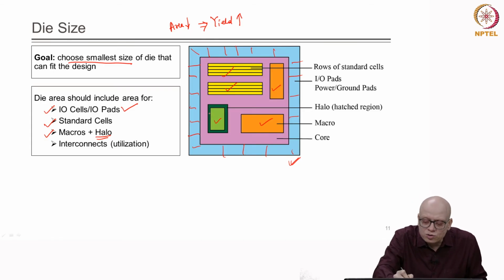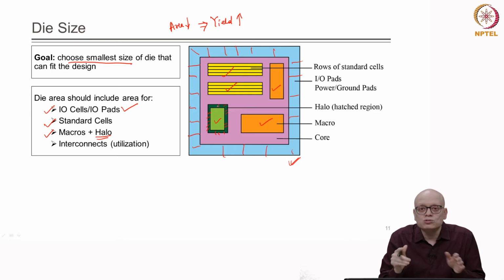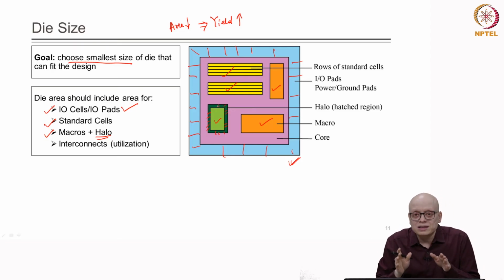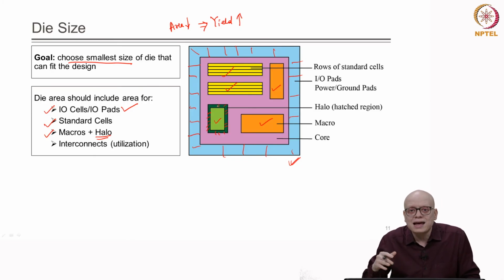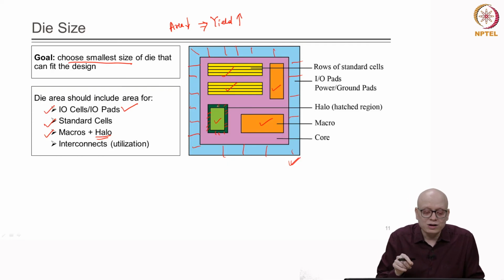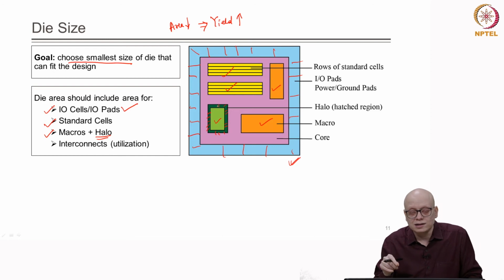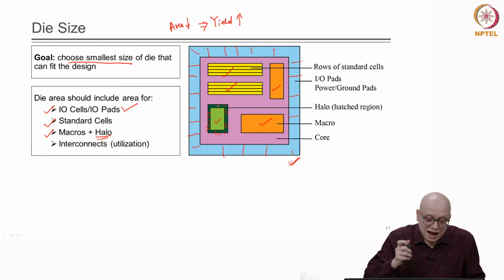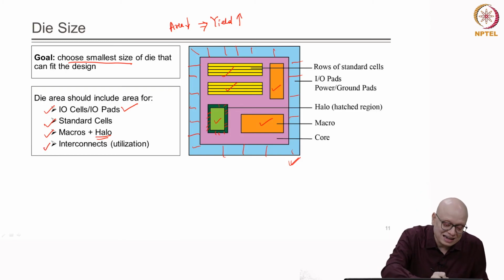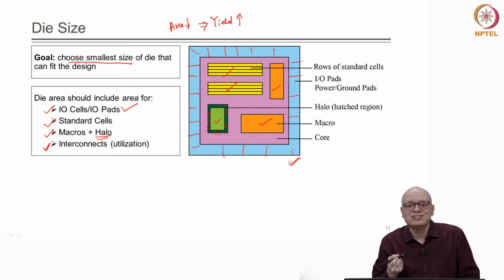Around the macro there is a sub region where we do not allow anything to be placed. So, that becomes some area around the macro where nothing is allowed to be placed, and that area must also be accounted for when we are deciding the die size. Why we are allocating this halo or empty space around the block, we will see in the subsequent lecture.